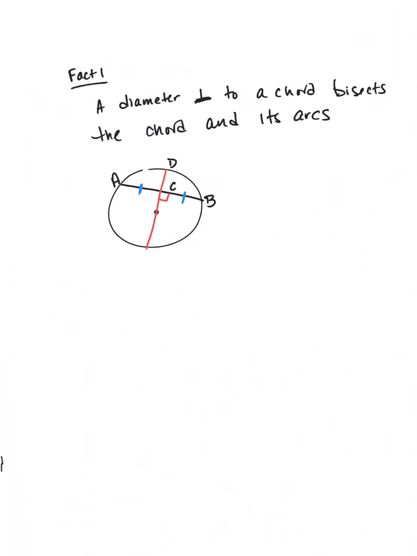Then these arcs are congruent. So this arc is congruent to this arc. So it bisects the chord and its arcs. Those arcs are congruent. Also, these arcs are going to be congruent. Say we call this E. So you get a lot of information, guys. And don't forget, this is the diameter here. I mean the radius. Did I just say diameter? Silly me. So remember, that's R, the radius. Okay, so that's fact 1.